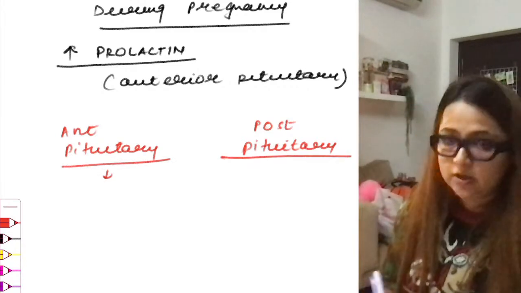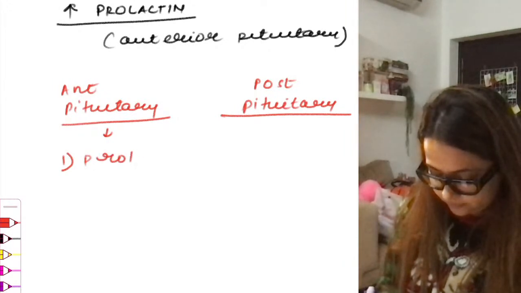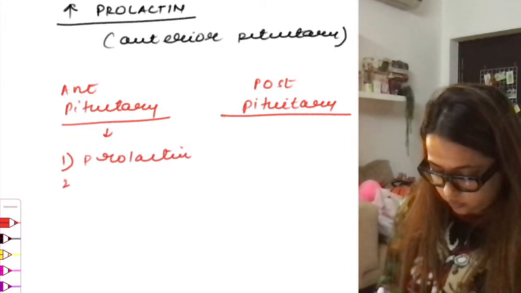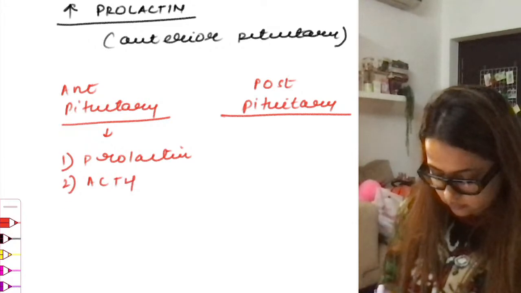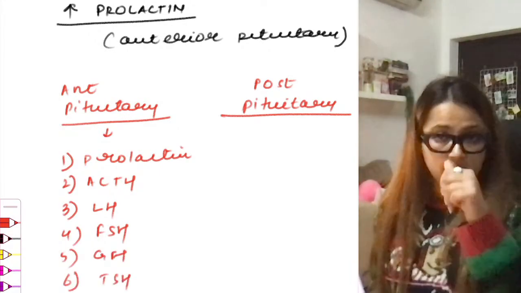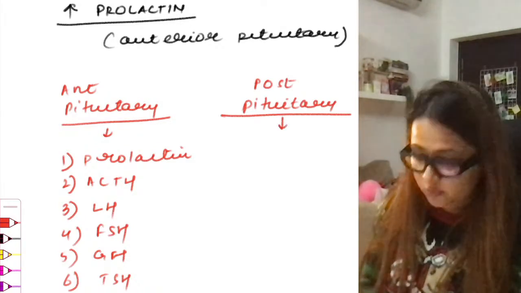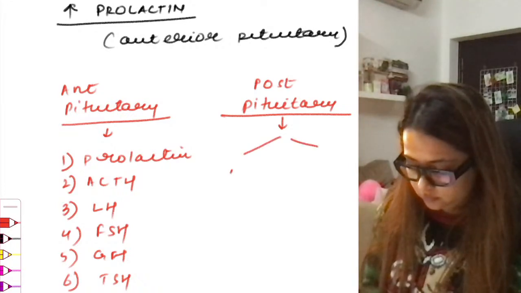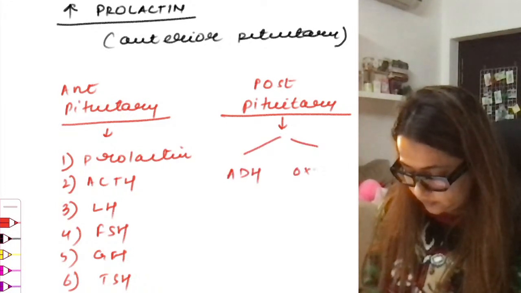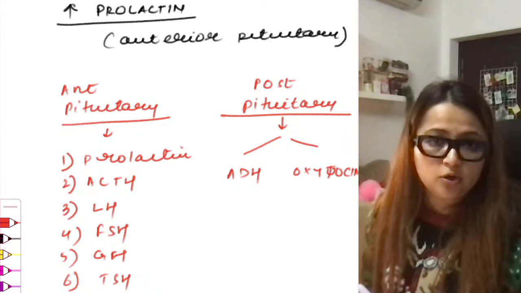So anterior pituitary hormones. Number 1, prolactin. Number 2, ACTH. Number 3, LH. Number 4, FSH. Number 5, growth hormone. Number 6, TSH. These are all anterior pituitary hormones. When you talk about the posterior pituitary, we have 2, ADH and oxytocin. These are the posterior pituitary hormones.